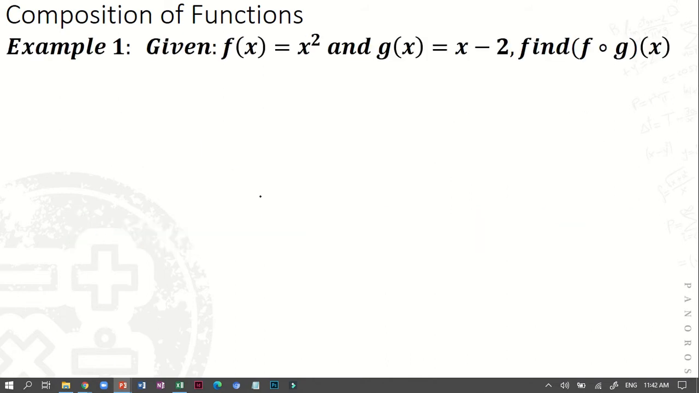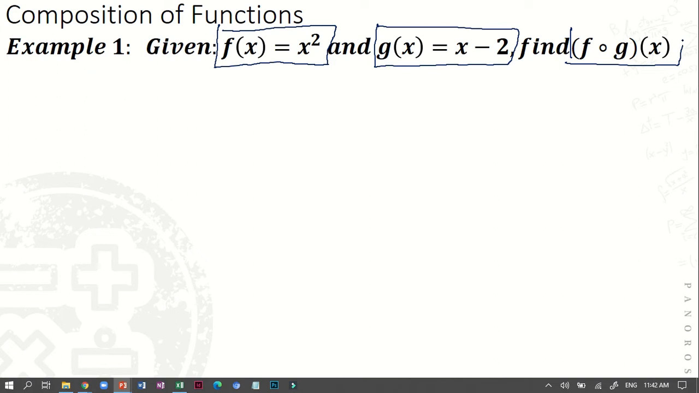Okay, let's proceed now with the example. Example number 1. Our f of x is given as x squared, and our g of x is x minus 2. For the problem, we will find f of g of x. So, ang hinahanap natin. First procedure, write first the composition of function. Isulat muna natin yung ating given or unknown. So, that is f of g of x.